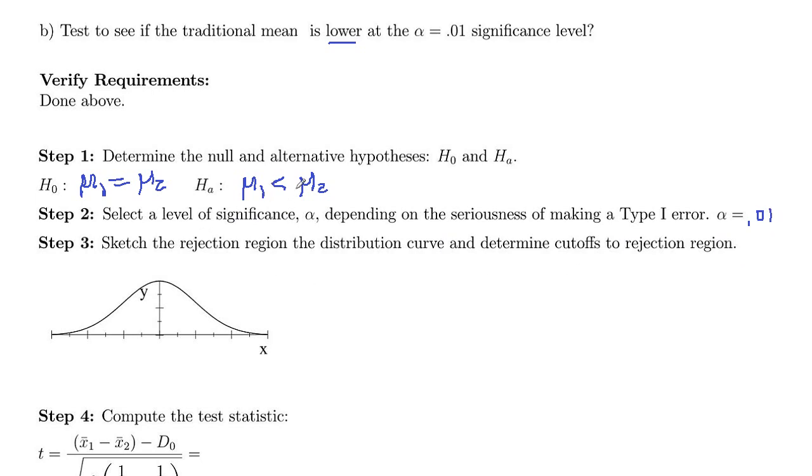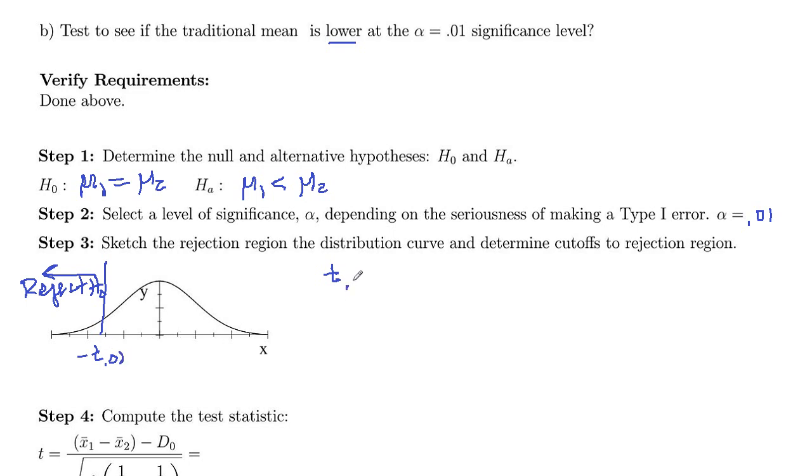Sketch our rejection region. This is a lower tail test, so we will have a rejection region on the left here. If our test statistic is past the critical value, we will reject H0. So what is that critical value going to be? Well, alpha is 0.01 here, and we're using the t-distribution. So this area here, the rejection region, is 0.01. This value down here is actually the negative of t.01.